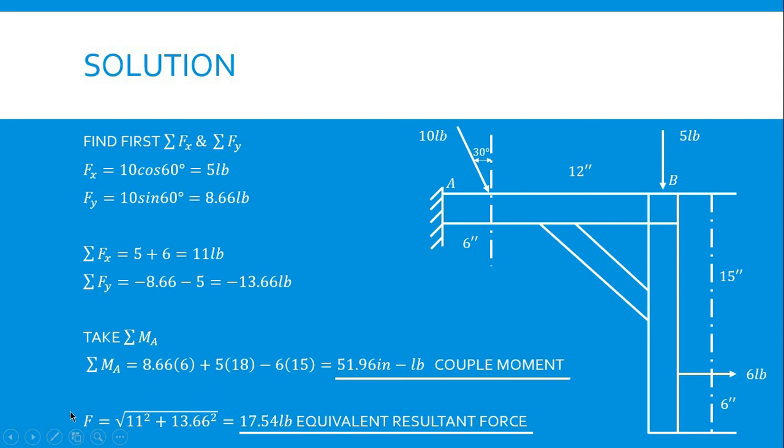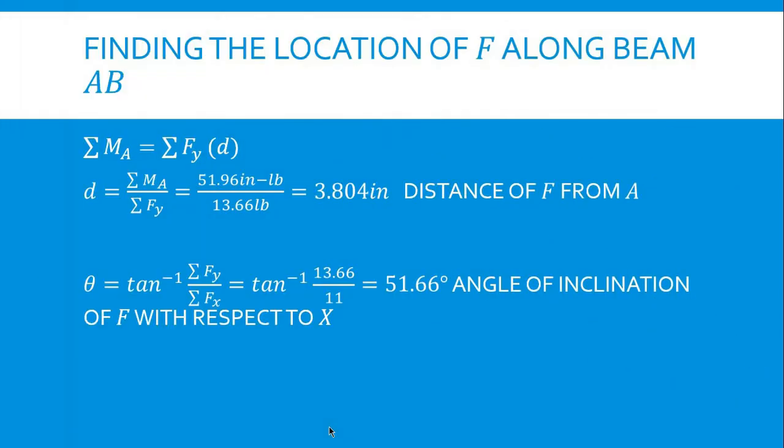Next, we are going to get the equivalent resultant force. F is equal to square root of 11 pounds squared plus 13.66 squared. That will give us 17.54 pounds. The location of F along beam AB, we are going to use this formula. Summation of moments at A is equal to summation of F of y multiplied with d. Revising this formula, we will get d is equal to summation of moments at A all over summation of F of y. By substituting the given answers earlier, 51.96 inch-pound all over 13.66 pound, and we will get a total of 3.804 inch distance of F from point A.